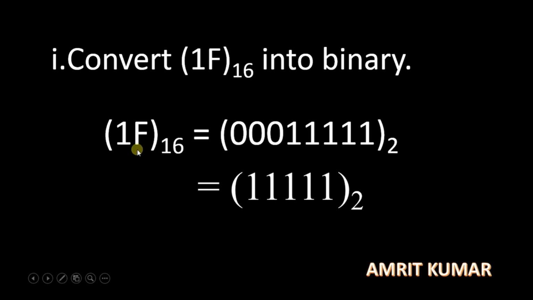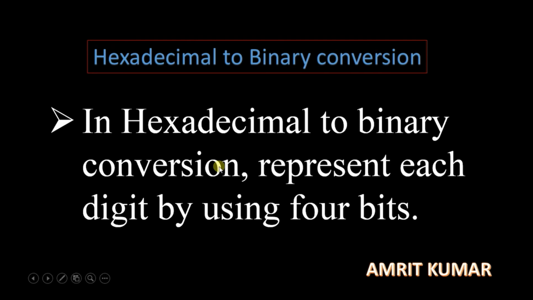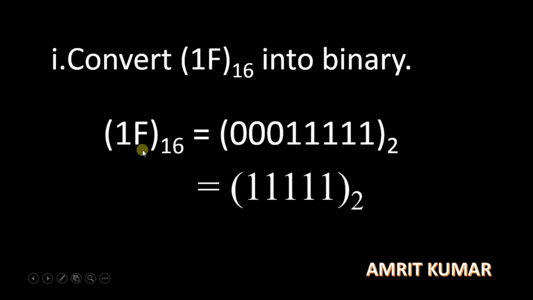This is the hexadecimal number system, and we have studied the rule that in hexadecimal to binary conversion, we have to represent each digit by using 4 bits. That is clear, because F is a digit here and 1 is a digit here. So to represent F, you have to use 4 bits: 1, 2, 3, 4. For representing a digit, you have to use 4 bits.